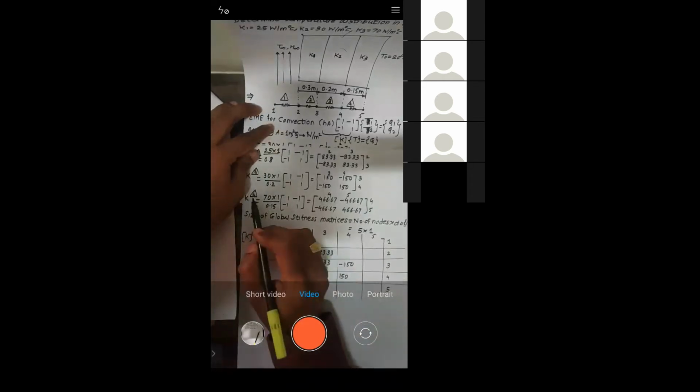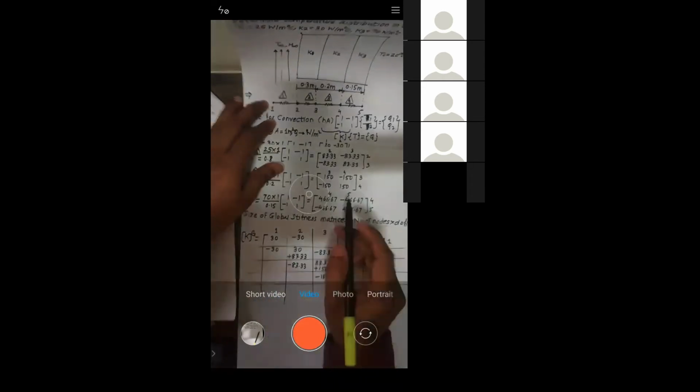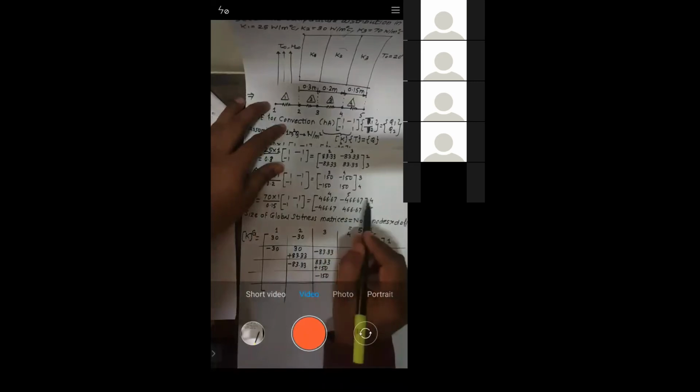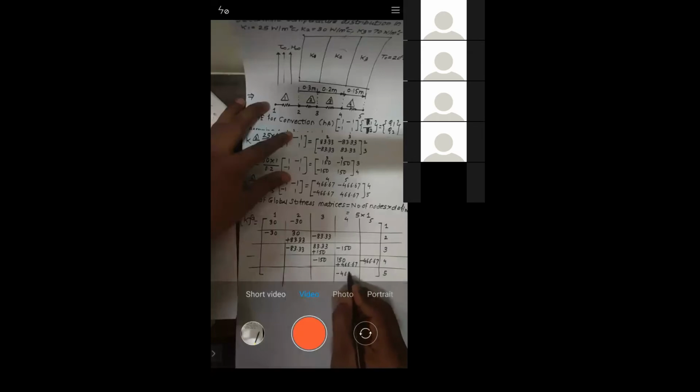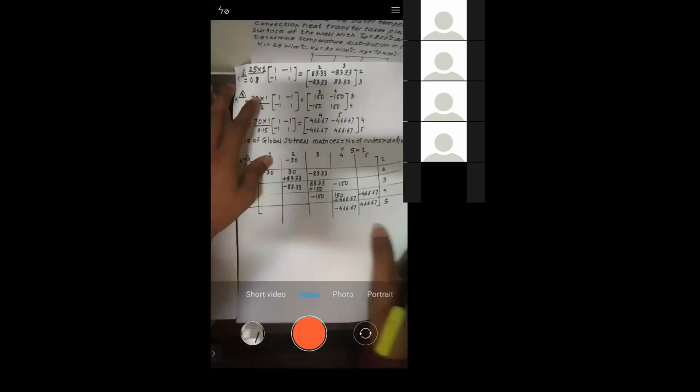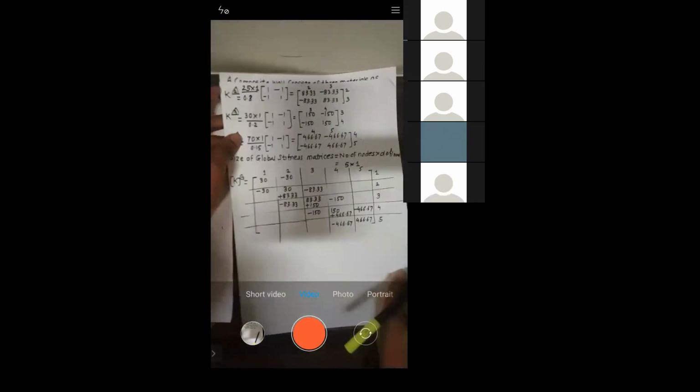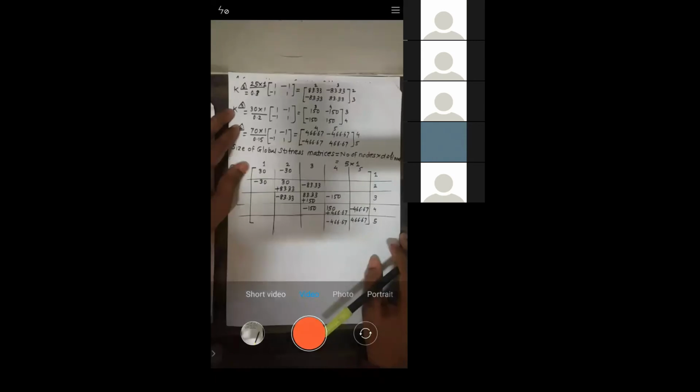Next, go to the stiffness matrix of element number 4. It is again straightforward: 4 5, 4 5. So at 4 4 you put 466.67, minus 466.67, minus 466.67 and 466.67. Is it okay? Let me know. Is it okay or not? Yes, sir.